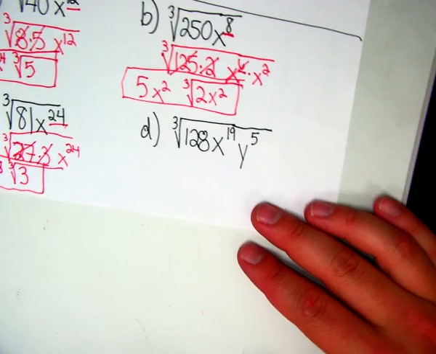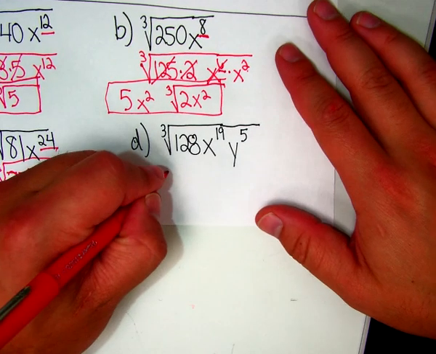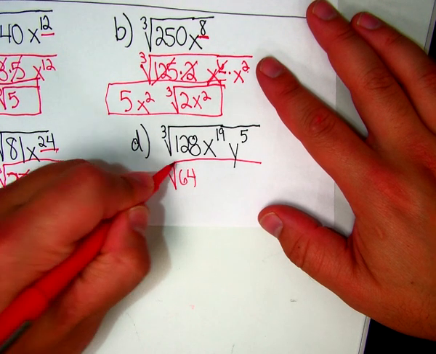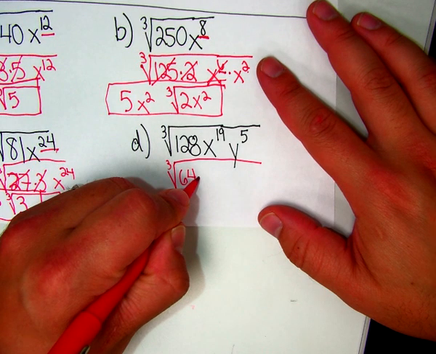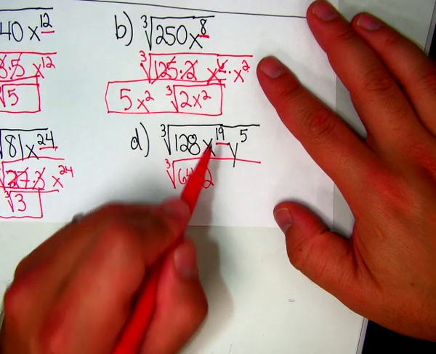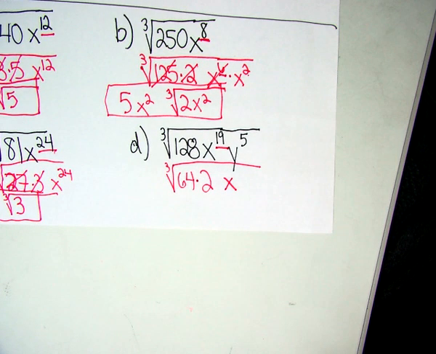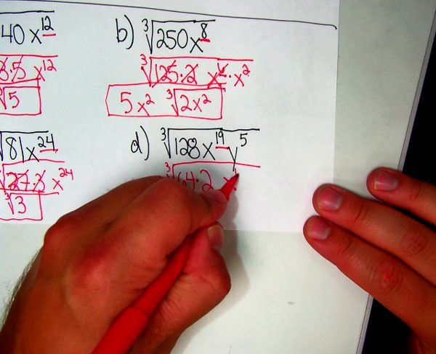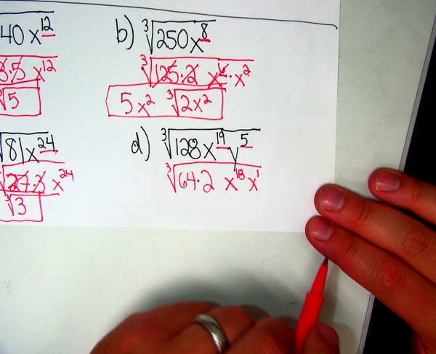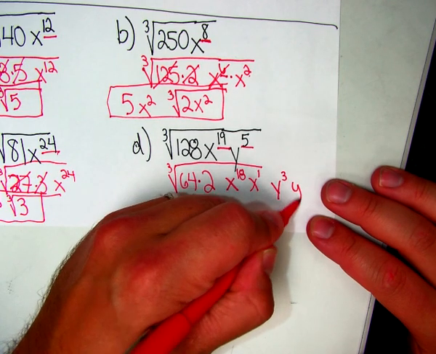Last one, of course, the last one, as always, is the toughest. Take the cube root, and we're going to break this up. The only perfect cube that we're going to be able to use is 64 and 2. 19 is not divisible by 3, so if we break it up to the next smaller number, the next smaller one would be 18. And the next one, x to the 5th: 5 is not divisible by 3, so let's break it up into smaller, which will be x to the 3rd and x to the 2nd.